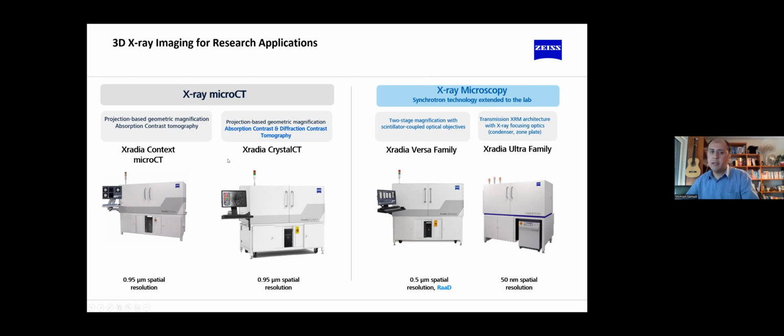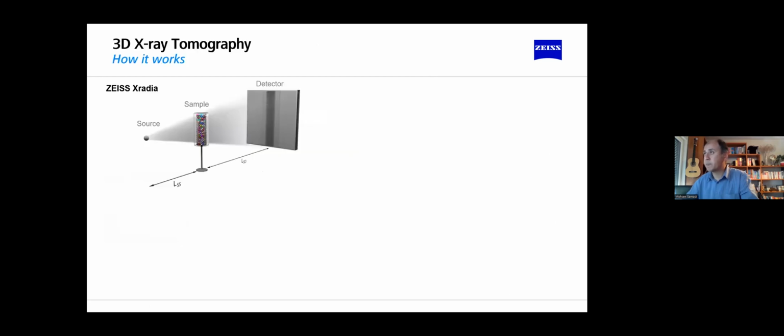All the X-ray devices sit on a platform that is suitable for synchrotron, which means synchrotron quality scans are guaranteed, and the systems are upgradable. For example, if someone goes for a Context, it can be upgraded all the way to the Versa family. And the Ultra family is totally different in terms of architecture, having optics for X-rays, which we will look at. A short introduction on the background of CT.